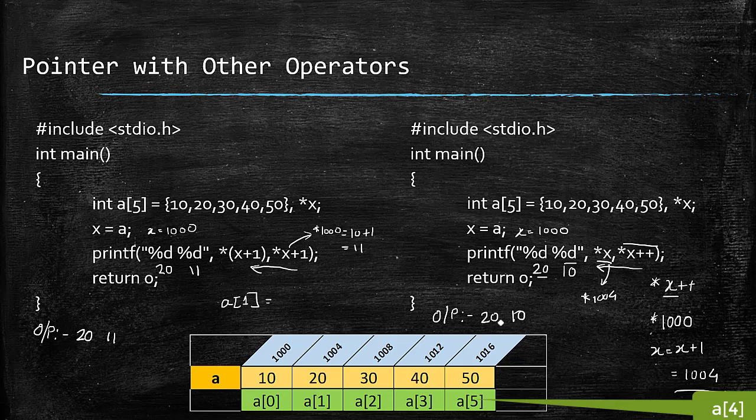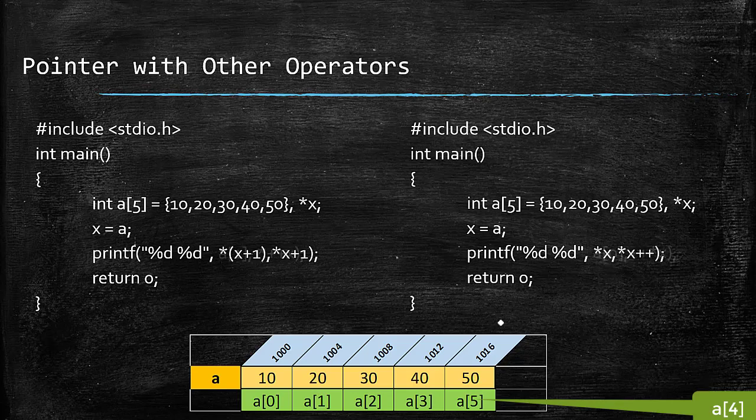Next, take another example. Here, instead of the post-increment operator, we are using the pre-increment operator. Now, what will happen? The rest of the code is similar to the previous one, but we are printing the value of a1. That is, there is only a difference in the printed statement. So x is equal to a, and considering the base address as 1000, the x value will be 1000. The pre-increment operator ++ is with the operand x.